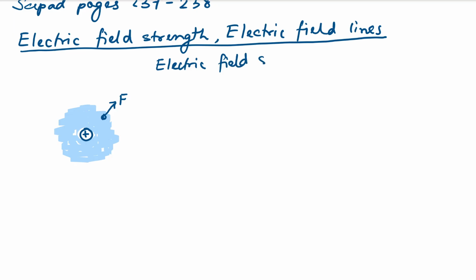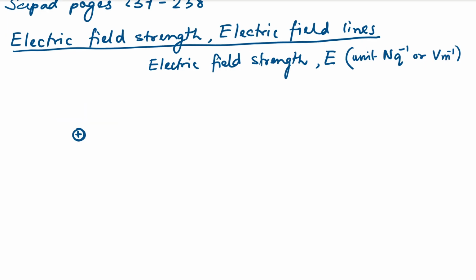So electric field strength is denoted by the symbol capital E. I know it's similar to energy as well, but that's what we use for electric field strength. And it's measured in units of volts per meter or newton per coulomb.